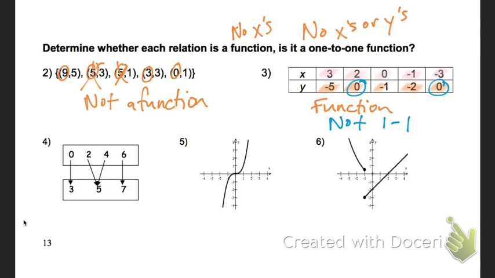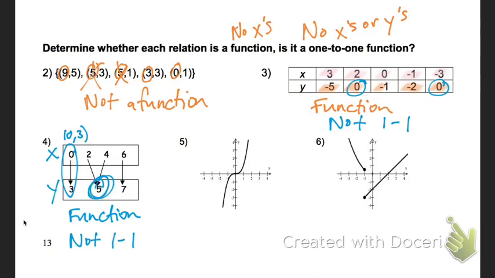Number 4. This looks a little bit weird, but these are my x's and these are my y's. It's called a mapping diagram. So like this ordered pair would be 0, 3. Then 2, 5, 4, 5, 6, 7. So is this a function? Yes. Is it one-to-one? No. Because why? Right.